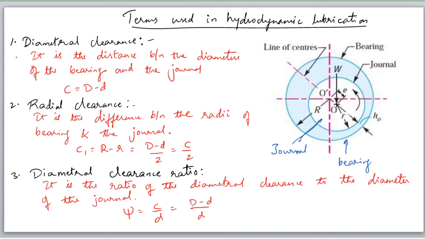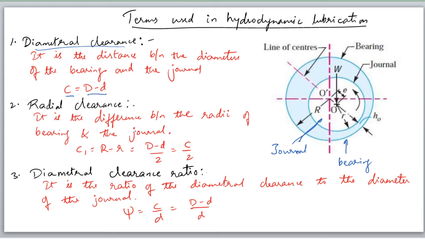So the first term is diametral clearance. It is the difference between the diameters of the bearing and the journal. Here this is the journal and this is the bearing. So C is equal to D minus d, where uppercase D is the diameter of the bearing and lowercase d is the diameter of the journal.